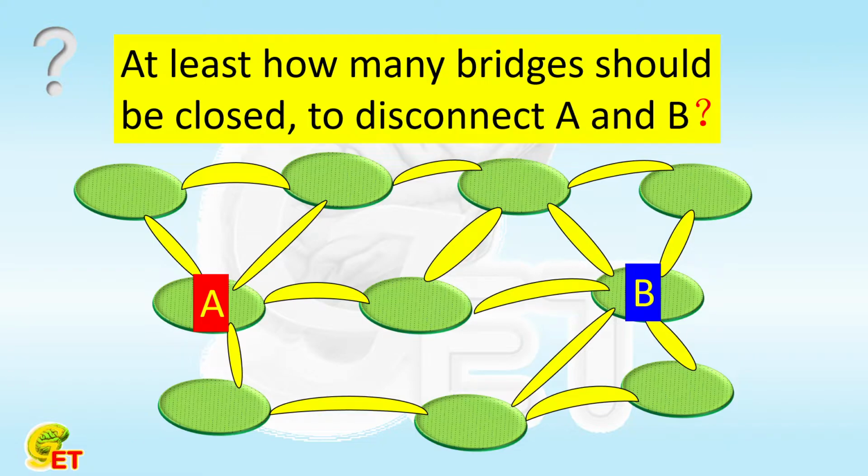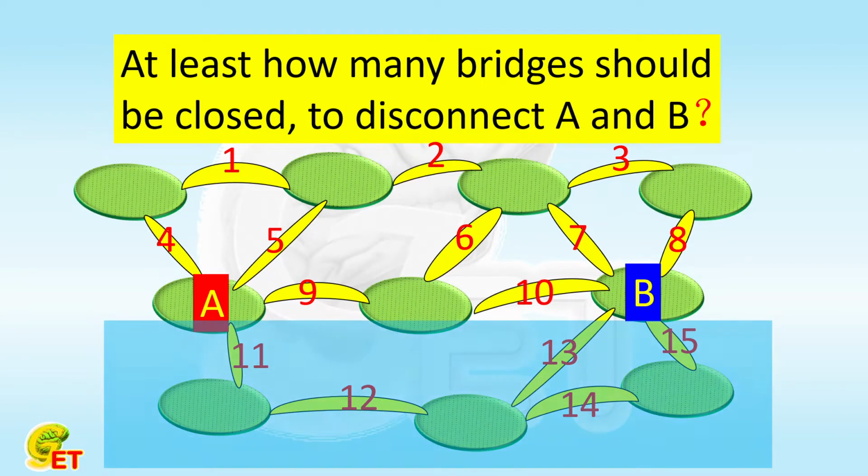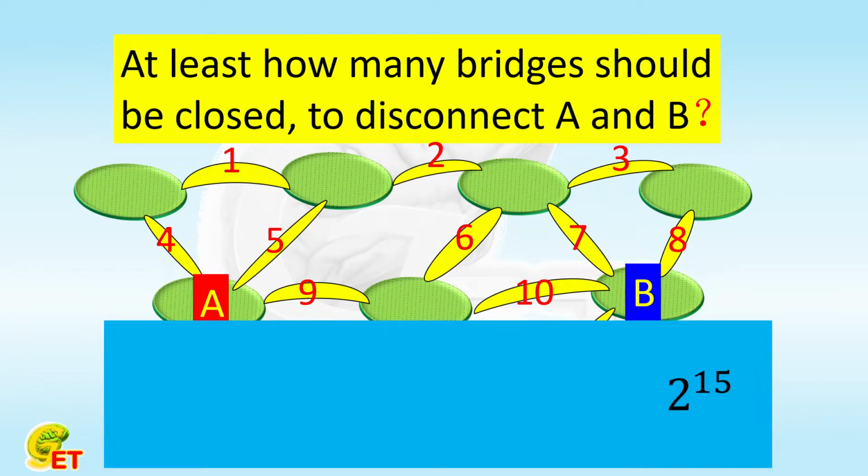This question can be easily solved through observation. However, if we really want to calculate it, then it's not that easy. The most straightforward, and probably also the least efficient algorithm, is something like this. Among those 15 bridges, everyone has the choice of being closed, or not being closed. Therefore, there are a total of 2 to the 15th power possibilities to close parts of the bridges.